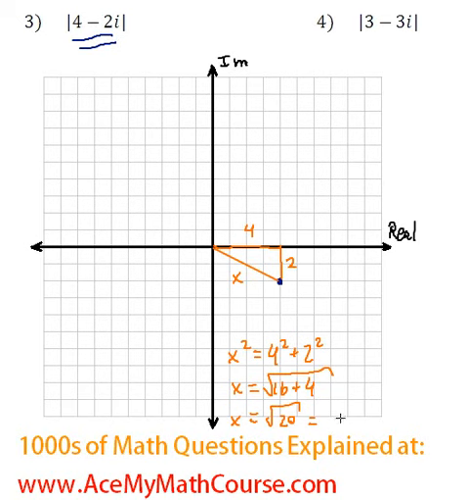I can simplify this a little further, right? Because 20 is just 4 times 5, and the root of 4 is 2. So 2 root 5. And that's the absolute value of that complex number right there.